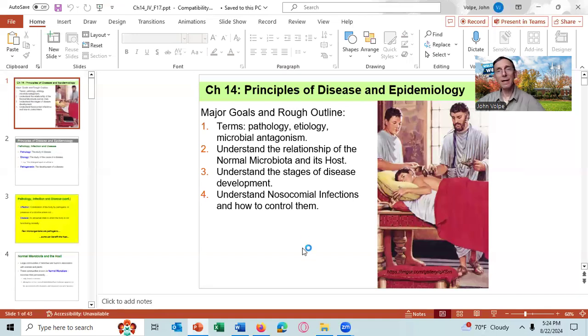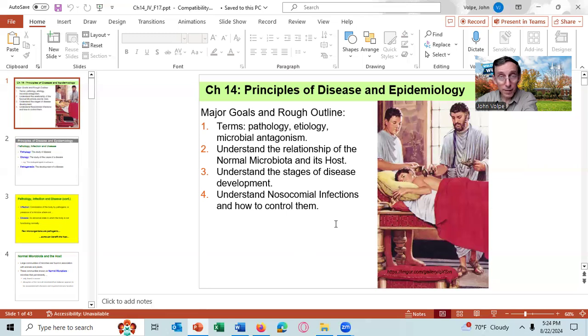All right, chapter 14, Principles of Disease and Epidemiology. This slide is showing you the major goals and a rough outline. Know the terms: pathology, etiology, microbial antagonism. In this chapter, if all you do is learn the terms, you will learn 50% of the material. So terms are extremely important in this chapter. Any question about any of that?